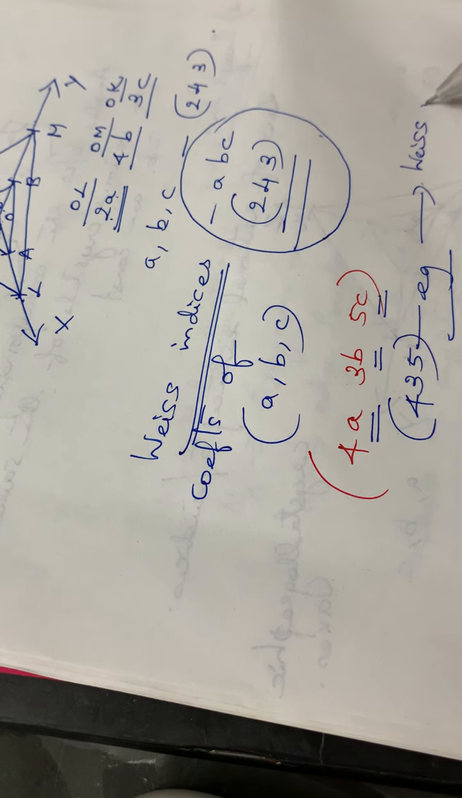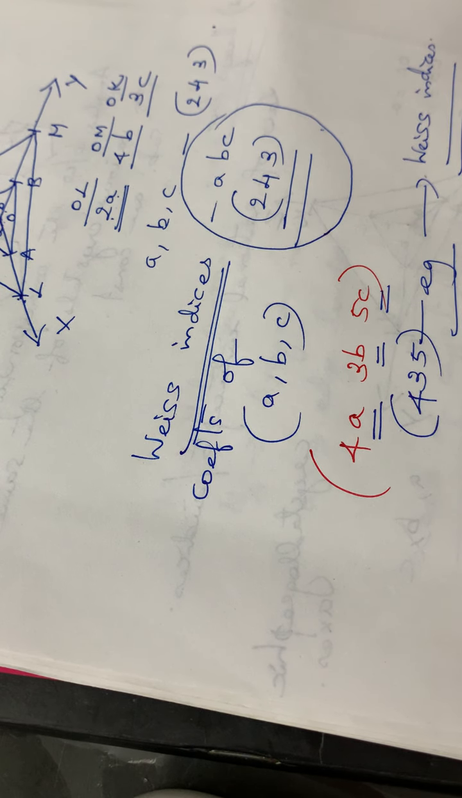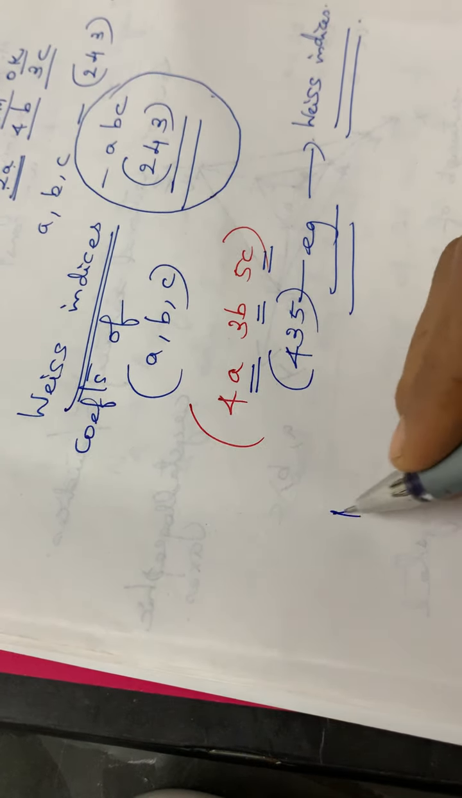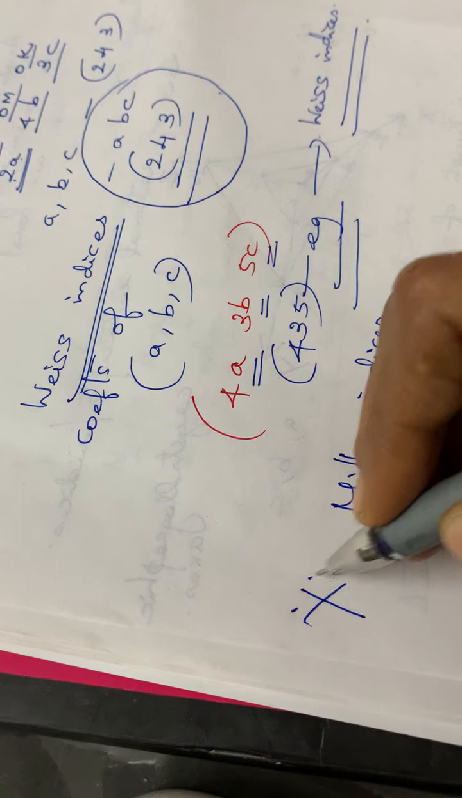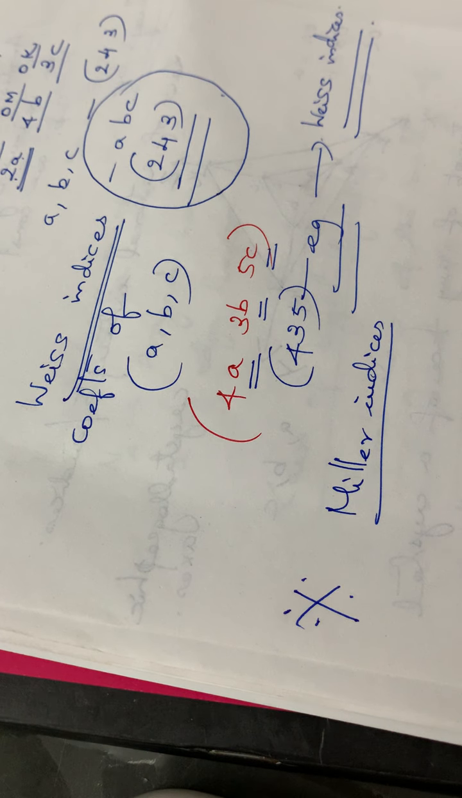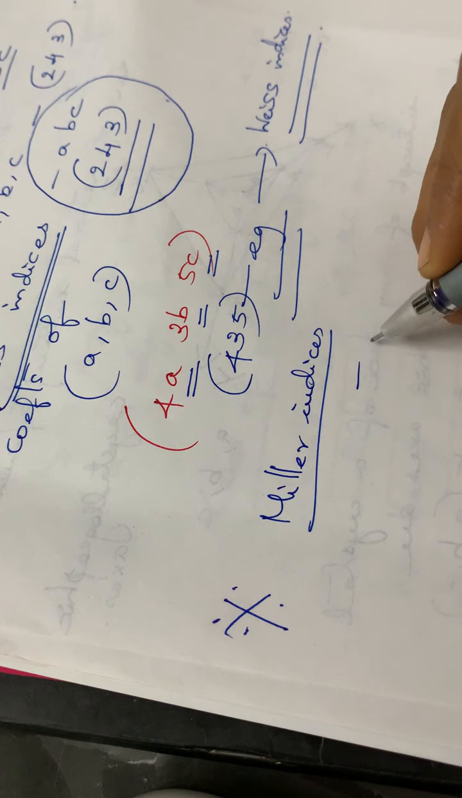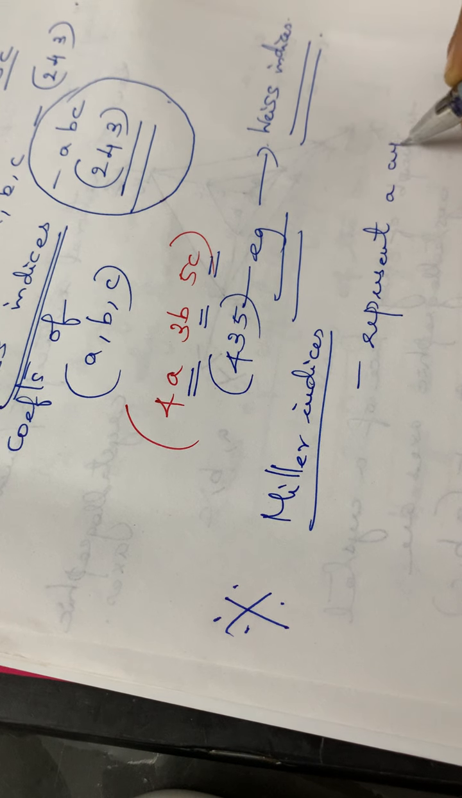This is how we represent the Weiss indices, and normally this is not used. Instead of Weiss indices, we use Miller indices. Miller indices are very, very important. They will be asked for sure, and you also have to calculate the Miller indices of a particular plane. What is the purpose of Miller indices? They are used for representing a crystal. With the help of Miller indices, we can represent a crystal.